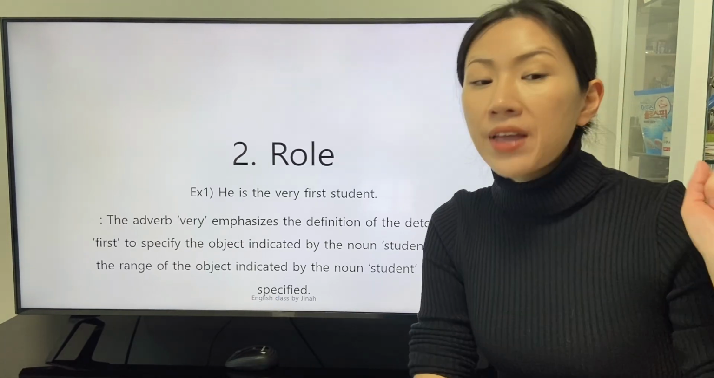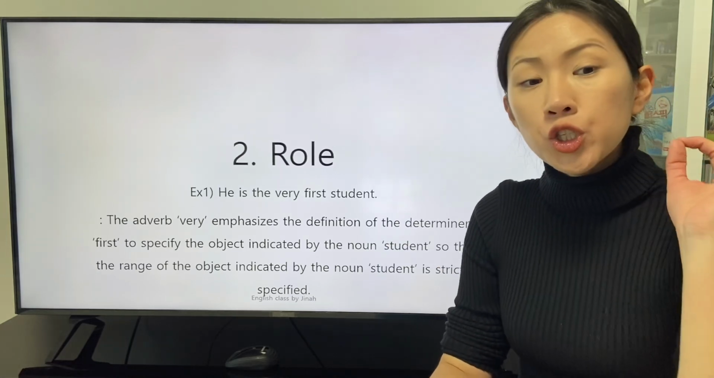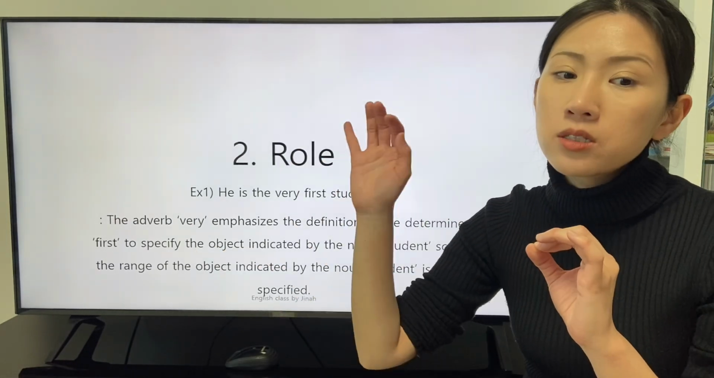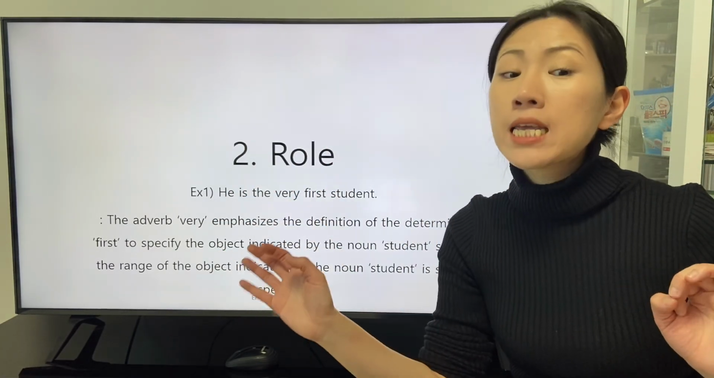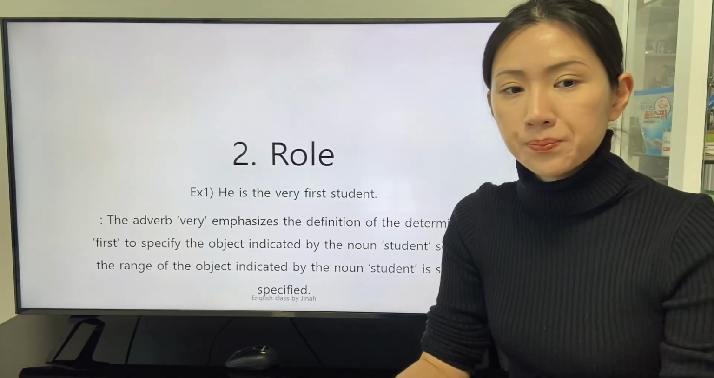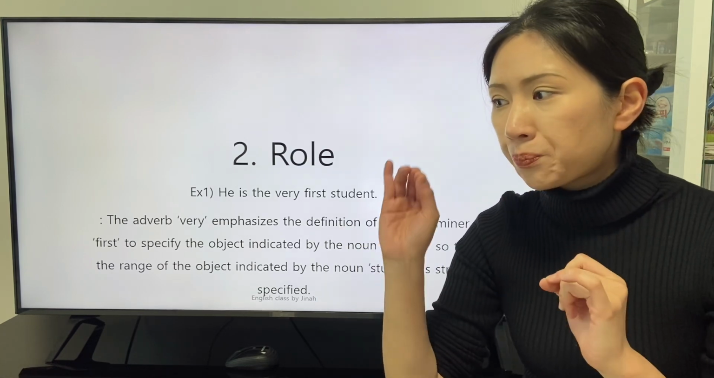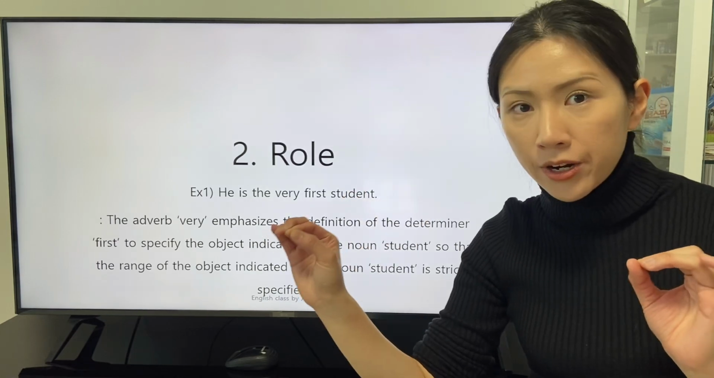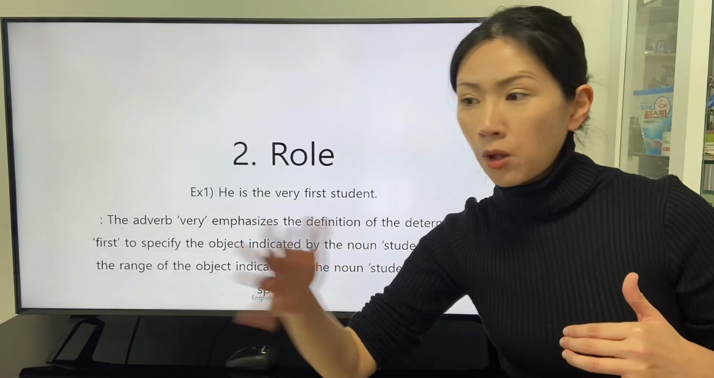The adverb very emphasizes the definition of the determiner first to specify the object indicated by the noun student, so that the range of the object indicated by the noun student is strictly specified. The adverb very specifies the definition of the determiner first, which is one of the ordinal numbers.